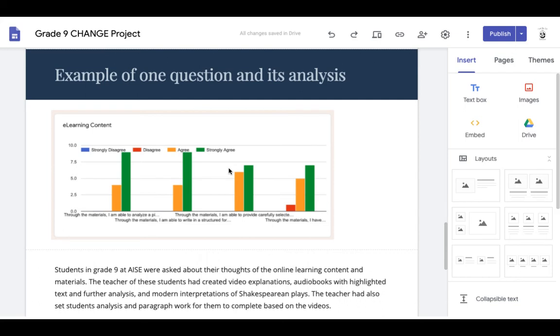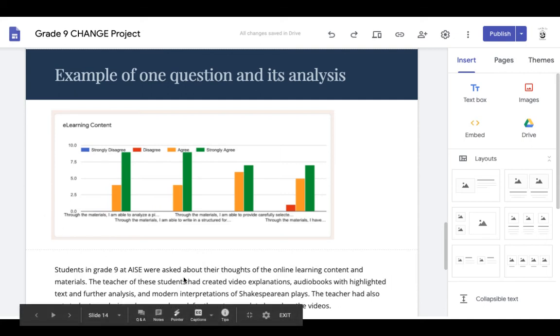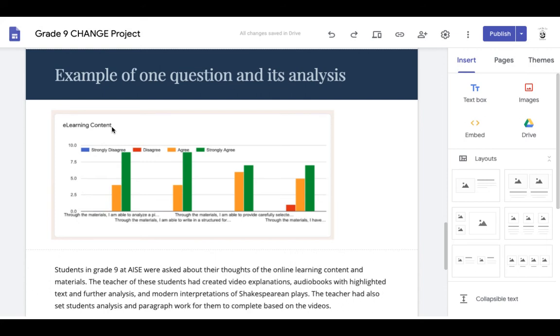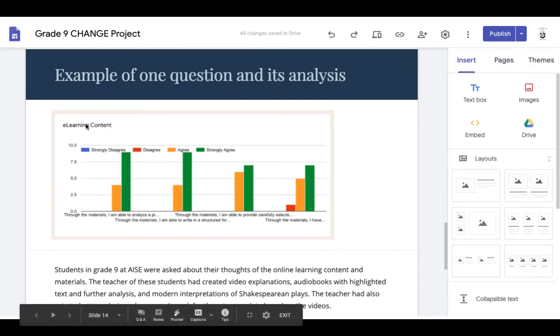And then when I'm talking about the question, it says it's one question, but it's actually four questions under one topic. I need to give context. Let's imagine this is the first question I'm talking about on my website. The people who read your website need to know who was asked. So: students in grade 9 at AIS were asked about their thoughts on online learning, content and materials. This is the topic I've asked, and the people I asked were grade 9 students.